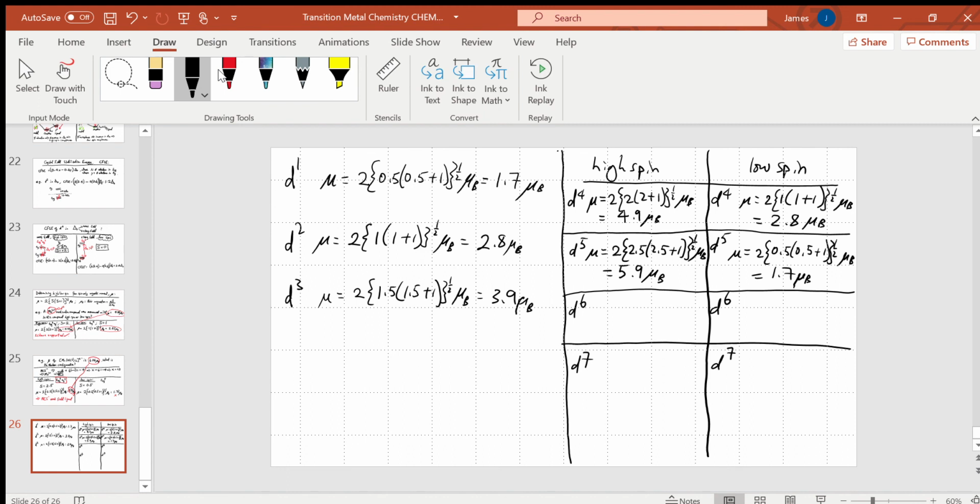D6 high spin, so we're about halfway. That would be mu. So let's see, D6 high spin. That would be 2. So that would be 2, 2, 2 plus 1, rooted Bohr magneton. That would be 4.9.